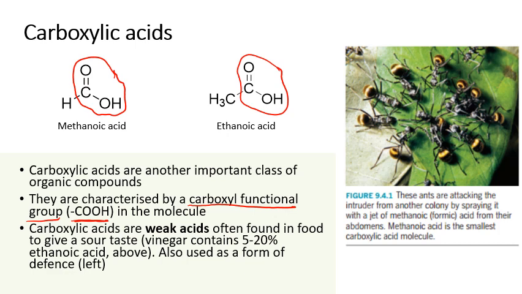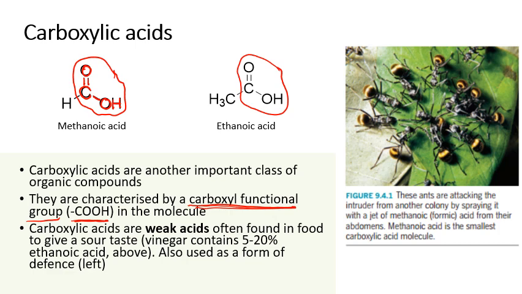And this functional group is probably the biggest functional group you would have to deal with this year. And this functional group involves the carbon double bonded to an oxygen and then single bonded to a hydroxyl group. So that if you're asked to ever circle the carboxyl functional group, you circle everything, that carbon, the two oxygens, and the one hydrogen.